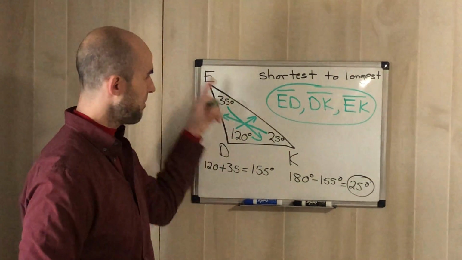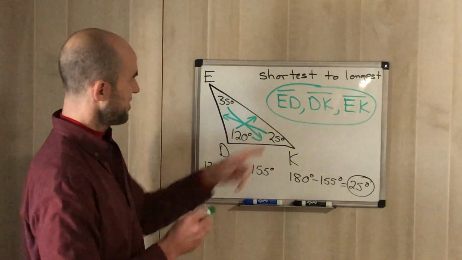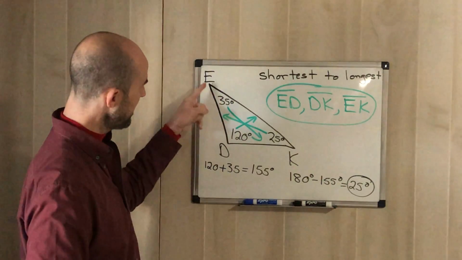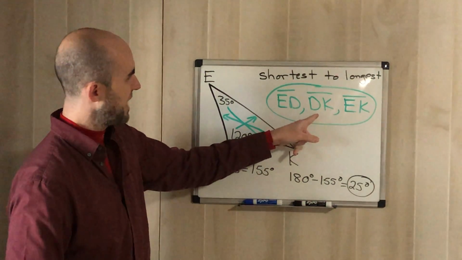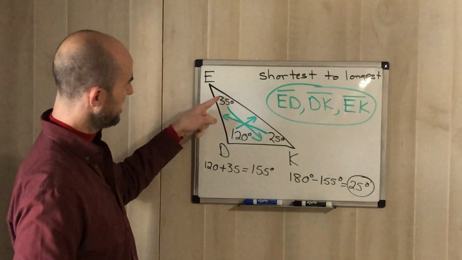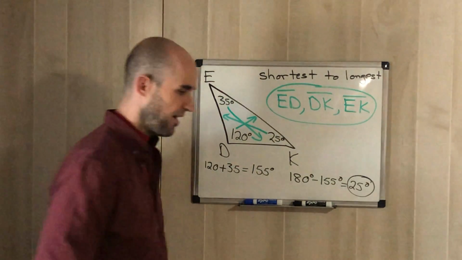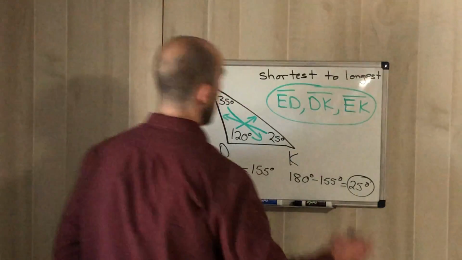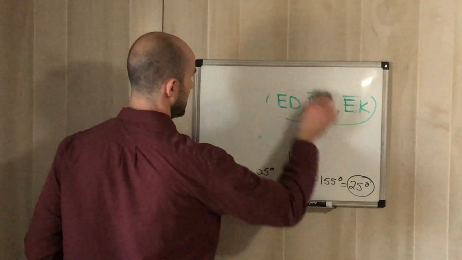Biggest angles create the biggest sides. Smallest angles create the smallest sides. So this would be our smallest side, ED, because it goes with the 25. Then the middle side would be DK, because it goes with the middle. And then EK would be our longest, because it goes with our biggest angle, I'm sorry. And now this is how we actually list the sides from shortest to longest.